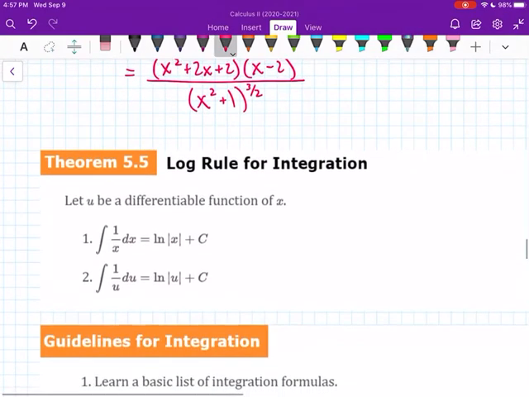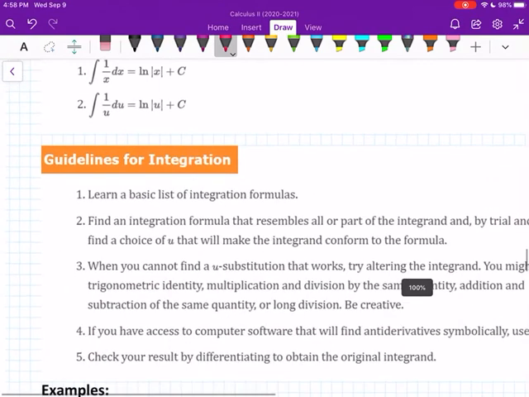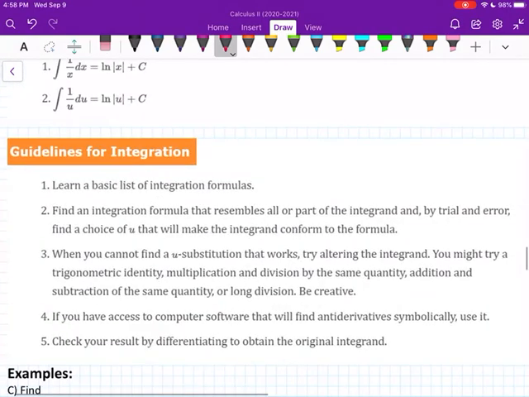So here are some log rules for integration. If I integrate 1 over x, we get the natural log of the absolute value of x. And if I integrate 1 over u, I get the natural log of the absolute value of u. There are proofs for these if you want to see why all this stuff works. Your book has all the proofs. I don't really want to go over all of them, but if you are really interested, I would be happy to go over it with you during a conferencing period if you really want to know. Okay, so here are some guidelines for integration, and maybe we'll come back to these after we go over the examples.